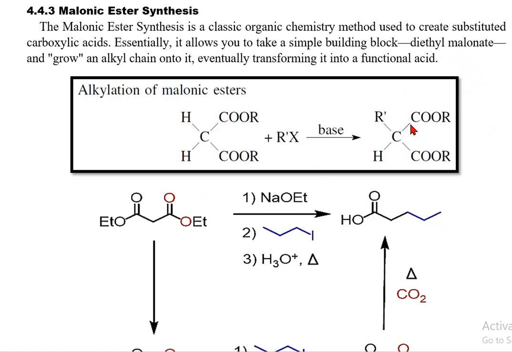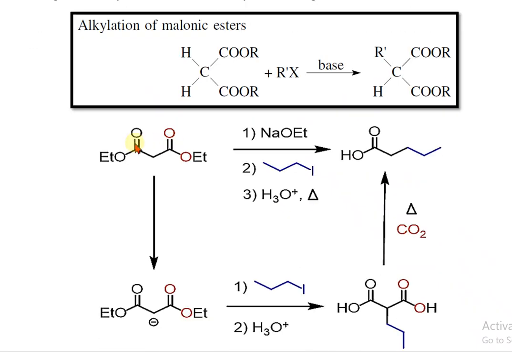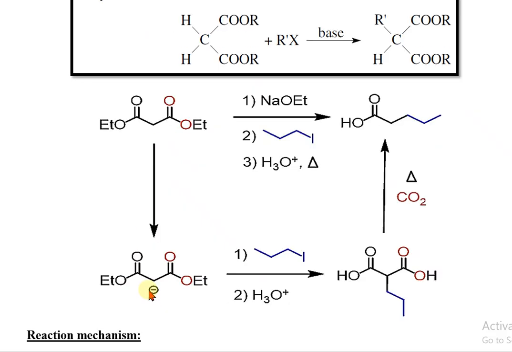So for example, look, this is the alkylation. The alkylation of malonic ester here is easy. By using a base, the base removes the alpha proton, which is the acidic proton, and the carbanion attacks the alkyl halide to produce a new carbon-carbon bond. The same thing here, by base there is a carbanion, so it will react with the alkyl halide.